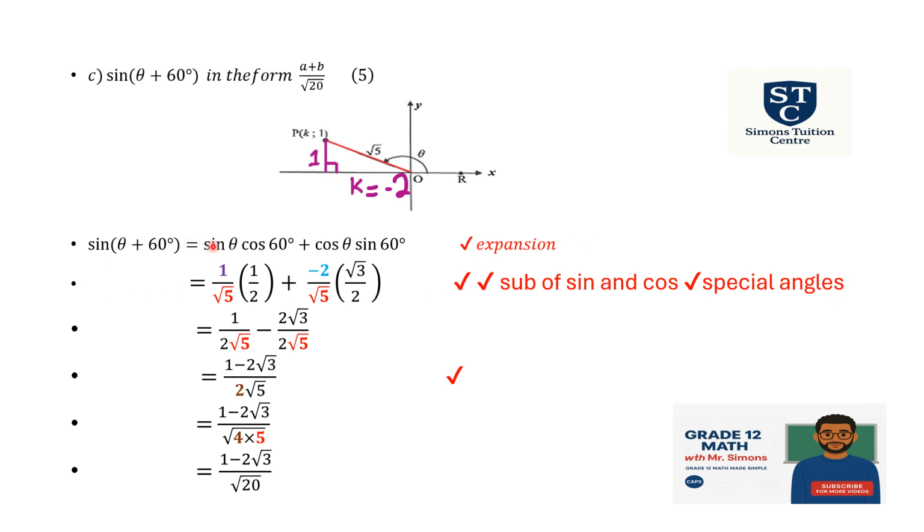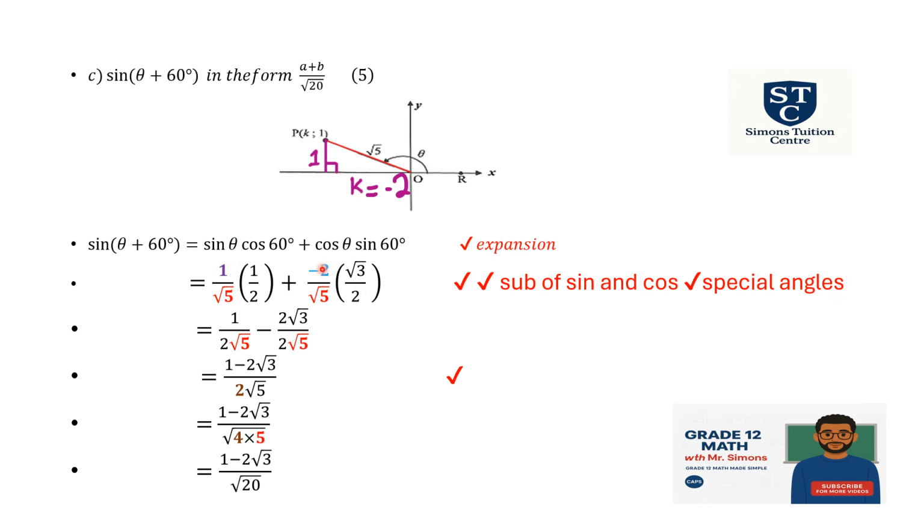Sine theta, remember sine is y over r. So 1 over square root 5. Cos 60 degrees equals half. Cos theta there equals x over r, which is negative 2 over square root 5. Sine 60 is square root 3 over 2. So 1 mark for subbing in sine theta correctly. Another mark for subbing in cos theta correctly. Then 1 mark for the 2 special angles.